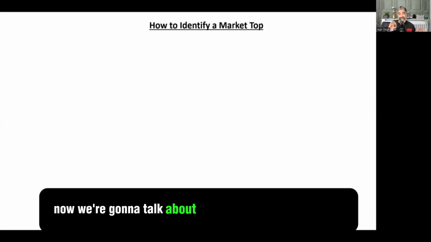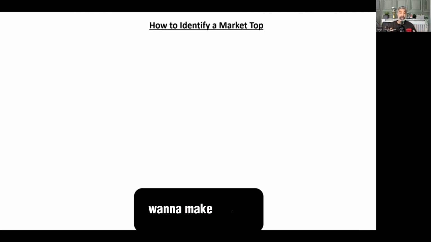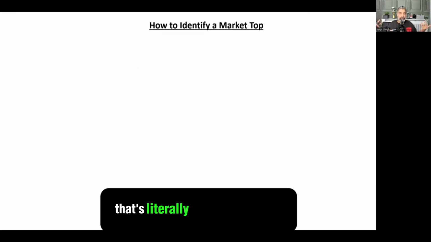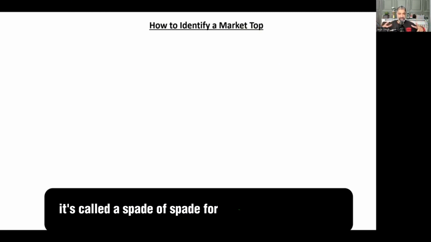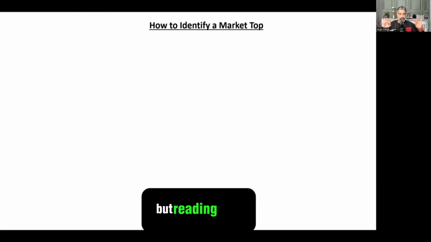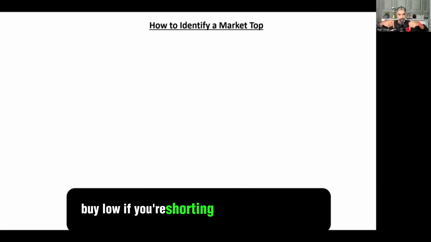Now we're going to talk about how to identify a market top, because ultimately we want to make money. And that's literally what this is about. Let's call it a spade. We're trading to make money. We're reading lows, reading highs. We want to buy low, sell high, or sell high, buy low if we're shorting the market.